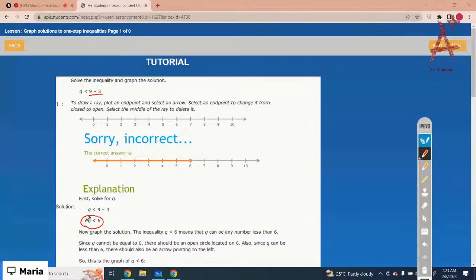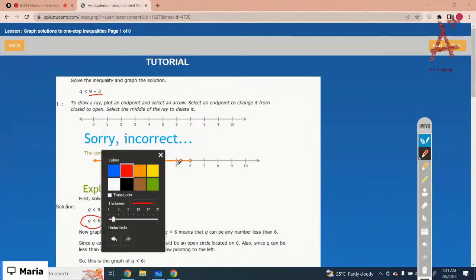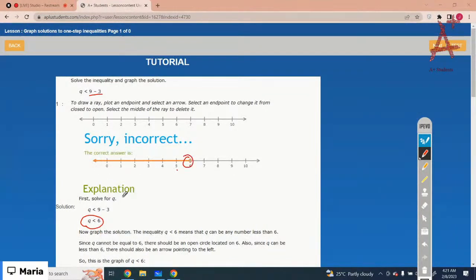That means q is all the values that are less than 6 but not 6. 6 is not included in the graph. So you have an open circle at 6, and also it is less than 6, so it would be on the left hand side of the graph. Got it? It is q is less than 6. Let's just start with the practice question.